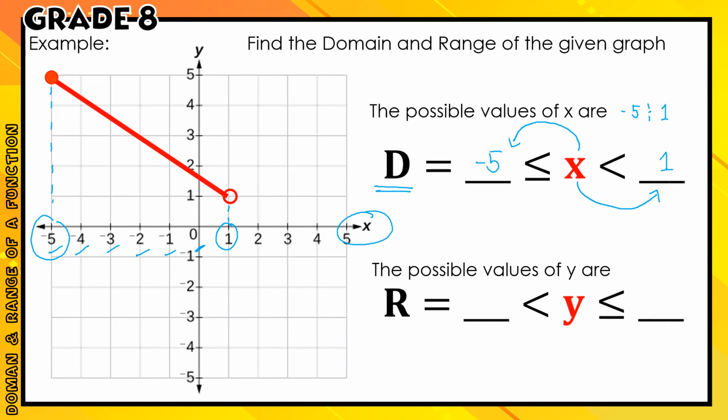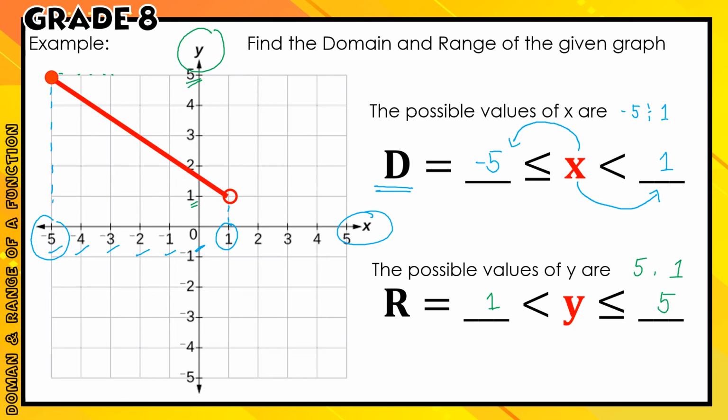Now, let's look for the range. Values of y, tingin naman tayo sa y-axis. Shaded region, positive 5. Hollow, positive 1. So, 5 and 1. Obviously, mas mababa si 1. At mas mataas si positive 5.